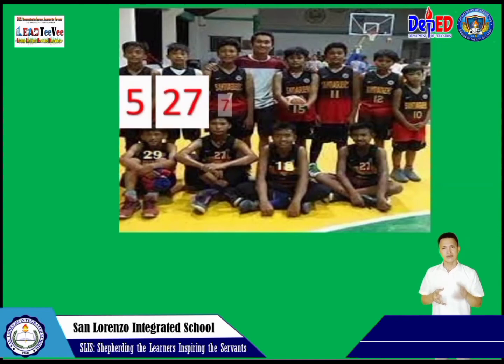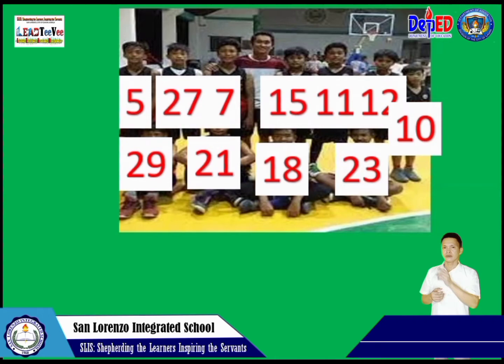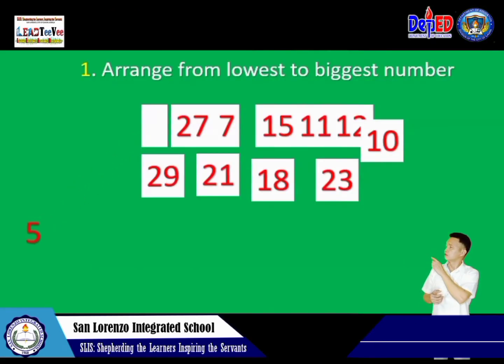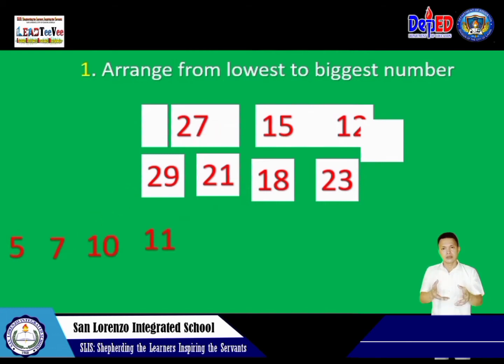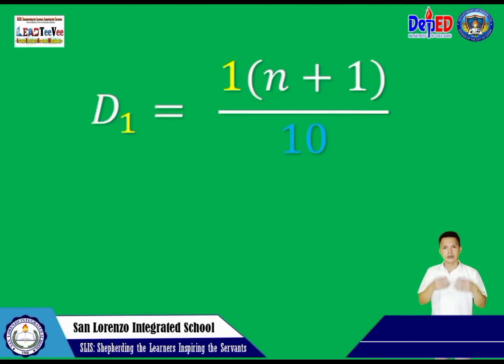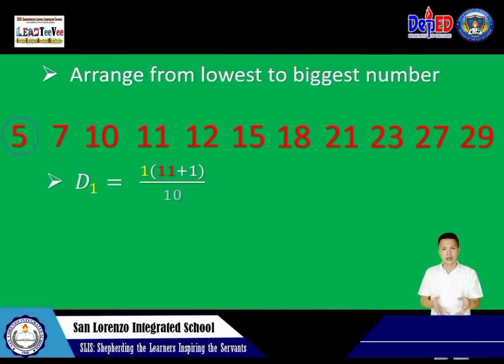Let's take a closer look at their number. Let's imagine that their number is the same as their score. The first thing we need to do is arrange their scores from lowest to biggest. What is the first decile of the given dataset using the formula D sub 1 equals 1 times n plus 1 all over 10, and n is 11 because we have 1, 2, 3, 4, 5, 6, 7, 8, 9, 10, and 11.